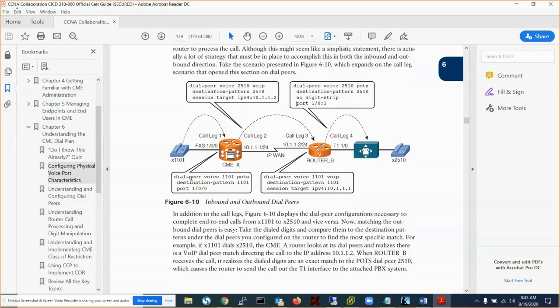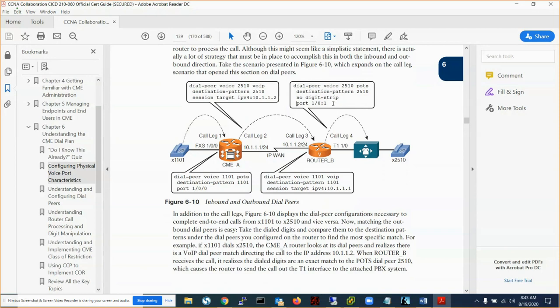And then you have a POTS dial pair. It tells you once you call 1101, send it to this port, which is the port for this phone. And then you have dial pair 2510 POTS, but that's on a different router. So you could use the dial pair 2510 because it's a different router that this config is on. And the destination pattern is 2510, which is the analog phone on your right hand side.